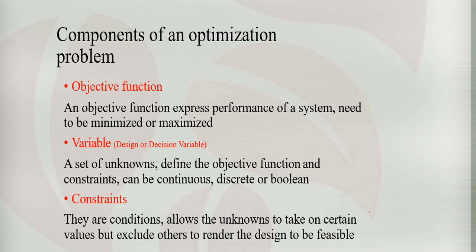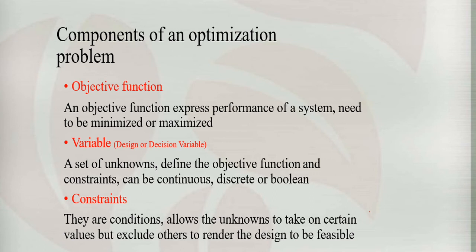Now these are the different definitions of the components of optimization problems, right? The first one is the objective function. An objective function expresses the performance of a system that needs to be minimized or maximized. As we were discussing in the previous slide, the objective function determines the performance of the system. The second one is the variables, which can also be called design or decision variables.